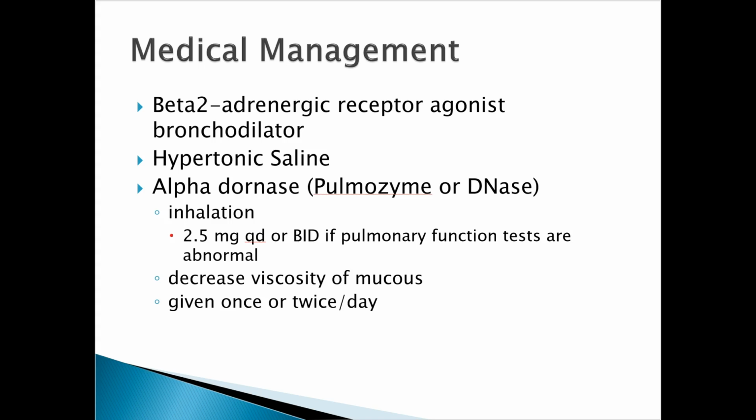Medical management, you're going to have beta-2 adrenergic receptor agonists, like a bronchodilator. They're probably going to have hypertonic saline at home. They're going to have alpha dornase, which is Pulmozyme or Dornase, which is an inhalant.